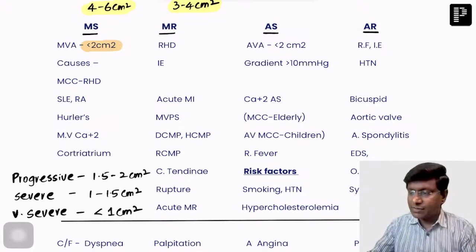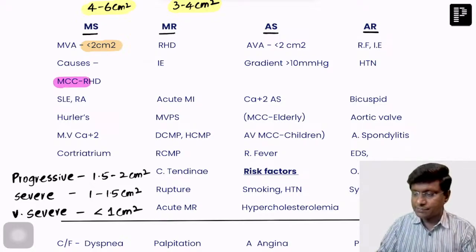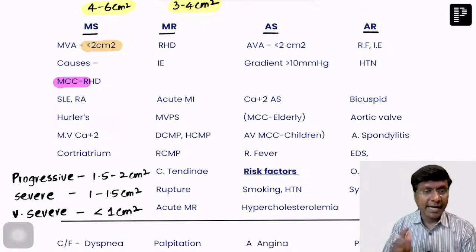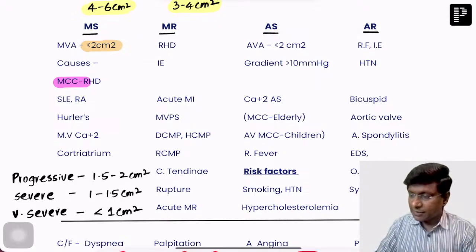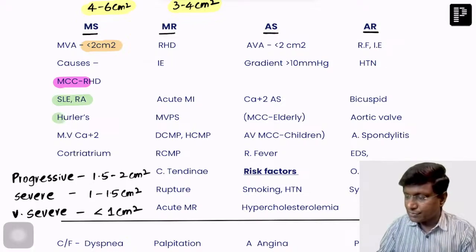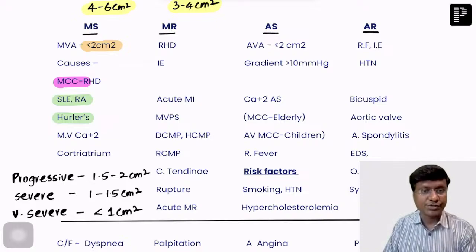Now, among all these, what is the most common cause? The most common cause for mitral stenosis will be rheumatic heart disease. Apart from this, we have some connective tissue disorders like systemic lupus erythematosus as well as rheumatoid arthritis. Then we have a storage disorder, that is Hurler syndrome. It is a lysosomal storage disorder.